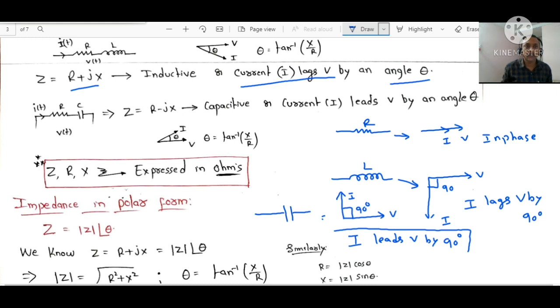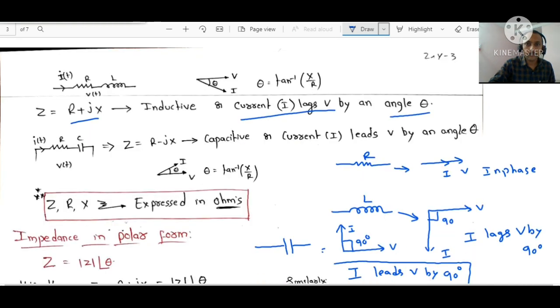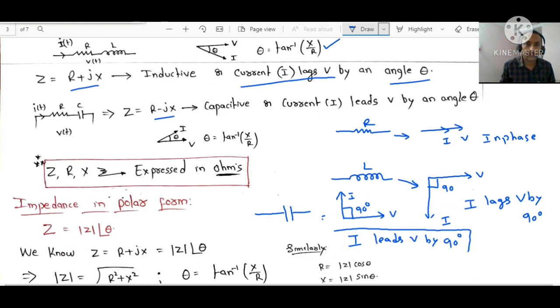Clear? But if there is a combination of R and L, or R and C, or LC, it depends upon the values. Now this angle theta equals tan inverse of X by R. It cannot be exactly 90 or something like that. If it is a capacitor, impedance is R minus jX. In the capacitor context, current leads the voltage by some angle theta. I leads V by angle theta, where theta equals tan inverse of X by R.